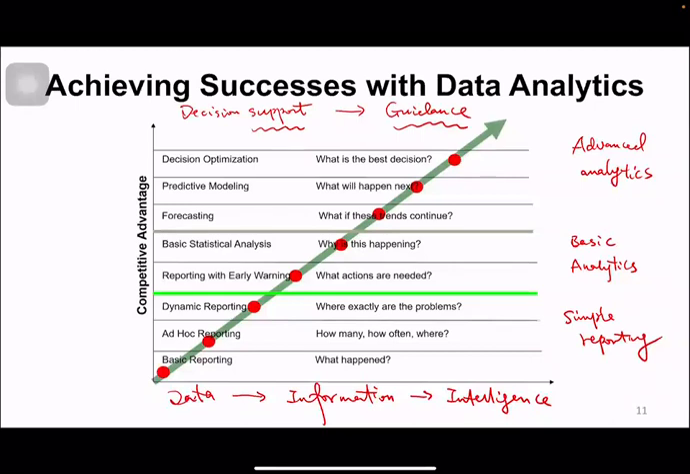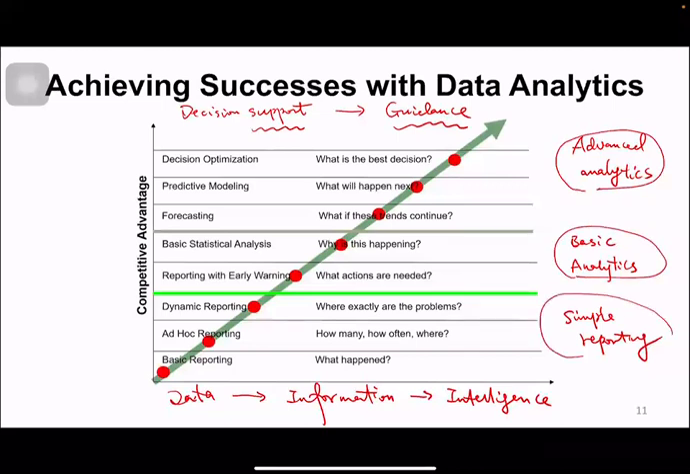Now, how do we achieve success with data analytics, or what kind of analytics can we do? You see, on the x-axis, we have data, information to intelligence. And on the y-axis, we have competitive advantage. There are 3 different groups of analytics: the advanced analytics, basic analytics, and simple reporting. For the simple reporting category, first, the basic reporting. Based on the data, at least we want to know what happened, and then have some visualization to show what happened to the company: revenue increase, and earnings per share, and how they increase or decrease. The ad hoc reporting: how many, how often, and where.